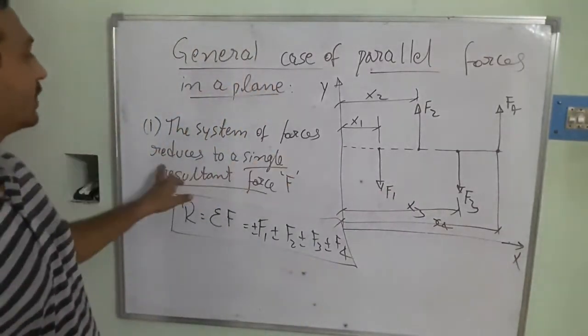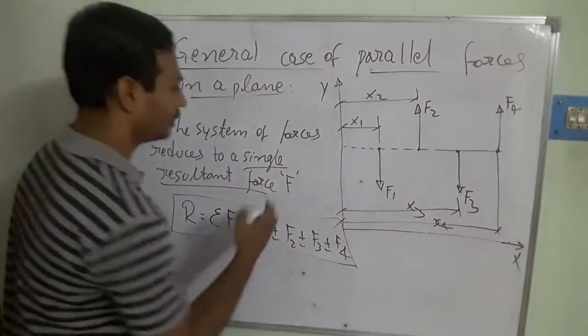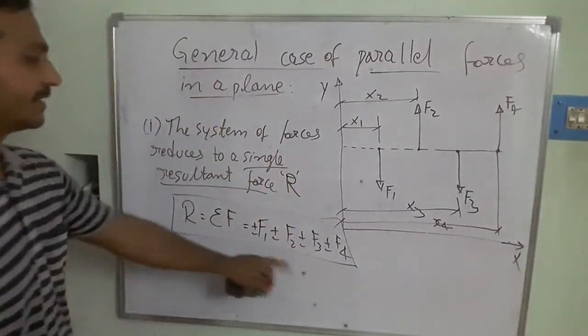The system of the forces reduces to a single resultant force, that's going to be F, R, I am going to say this is going to be R. So R is equal to, we will get this part.